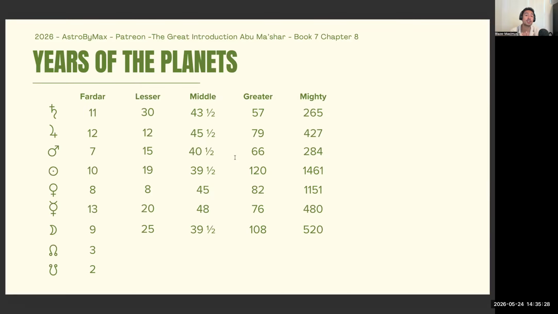But the mighty years are used primarily in world astrology for empires and dynasties, because these are thousands of years and stuff like that. But these are things that you should know. We don't use them too much, but we do occasionally use them, and so they are things that you might need to eventually reference back to in the future.